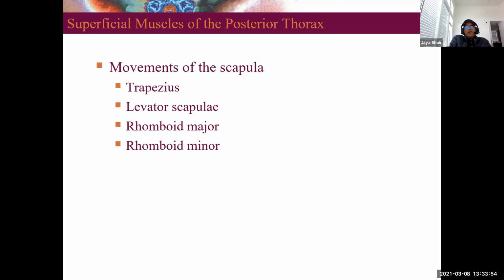Movement of scapula. These are the 4 muscles which play a role: trapezius, levator scapulae, rhomboid major, rhomboid minor. You will not be asked which of the muscles are responsible for movement of scapula, so don't worry about it.